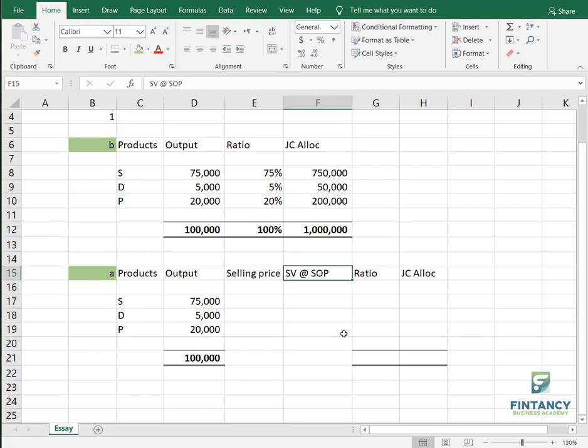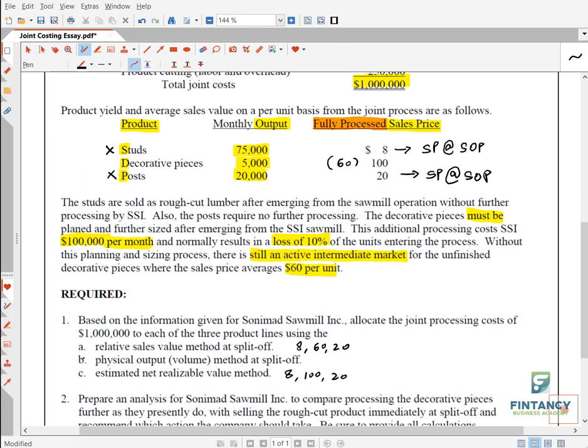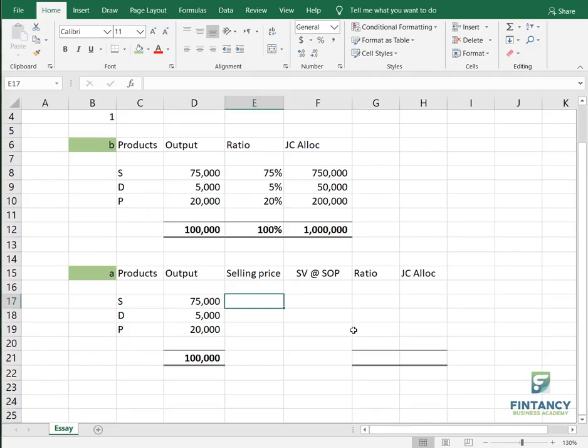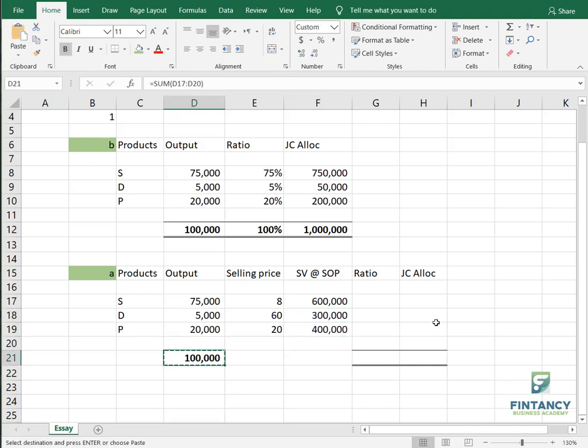So my friends, very simple. Let us go back and check how much was the selling price. Remember, I wrote here already, when we will do question number A, this part we will take 8, 60 and 20. Remember, I will not explain you again why I am taking 8, 60 and 20. If I need the sales value at split off point, what to do? This into this and this. Total 1.3 million is your sales value at split off, and you will take the ratio.